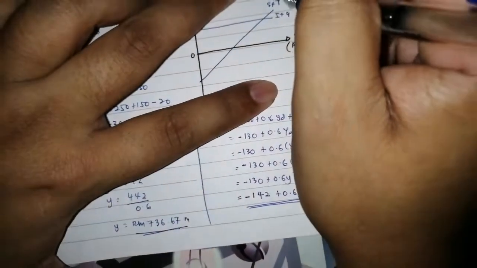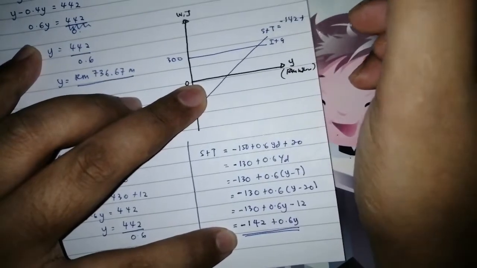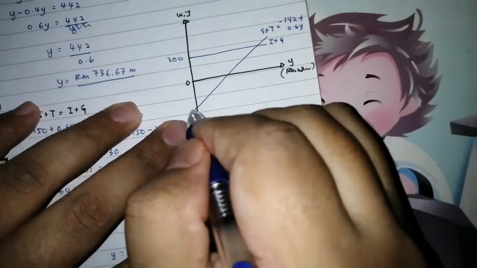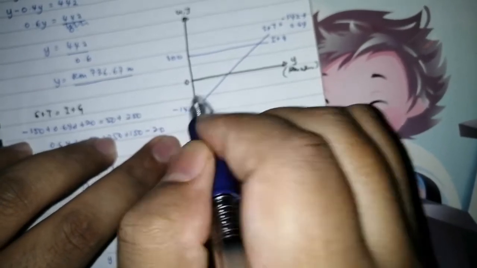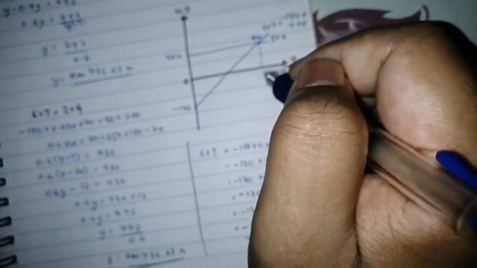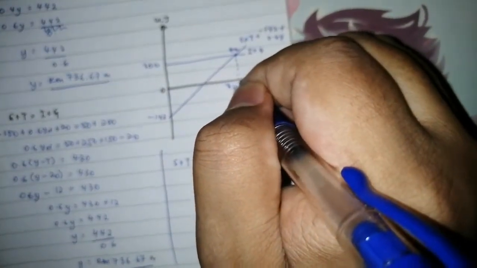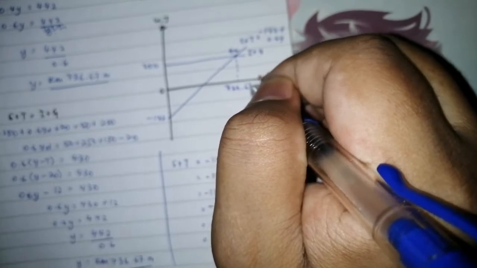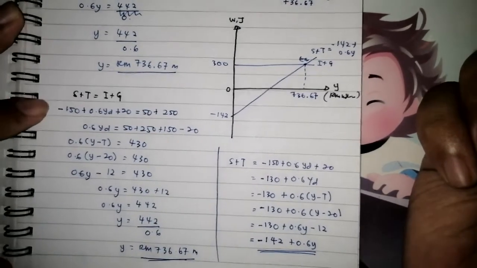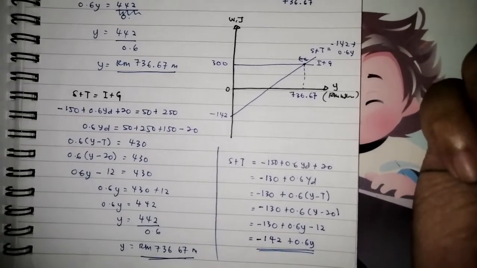So this is the equation for S plus T: negative 142 plus 0.6Y. Okay, so here is negative 142. This is the equilibrium point, and the amount of national income equilibrium is our answer here, 736.67. Okay, that's all the calculation and the diagram for the 3-sector economy.